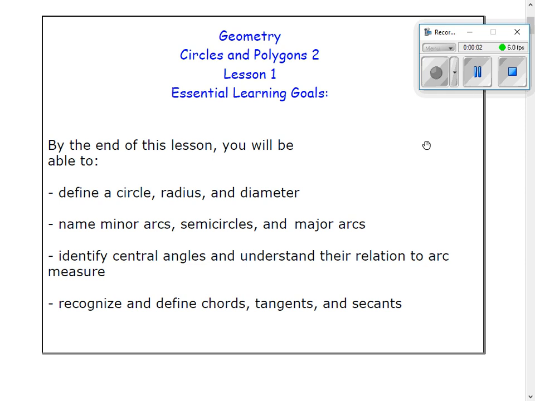Okay, here we go. This is CP2 lesson 1. We're going to learn about circles, radius, diameter, some stuff with arcs, and then chords and secant lines and tangent lines. Doesn't that sound fun?